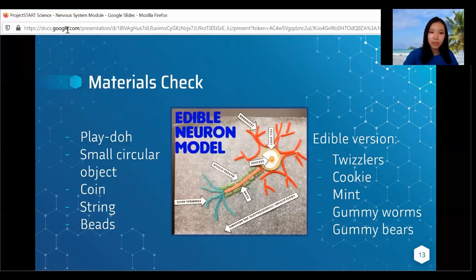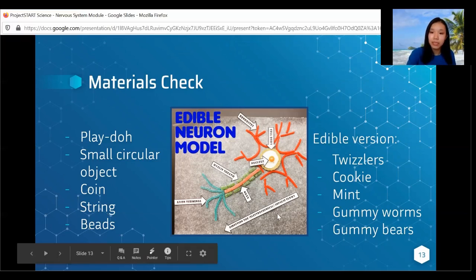So, materials check. You're going to need Play-Doh or something like clay you can mold, a small circular object, an even smaller circular object like a coin, a string, and some beads. If you want to make an edible version of this, you can. You can just replace the list on the left with the list on the right.